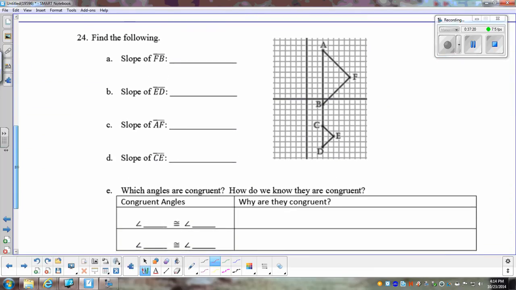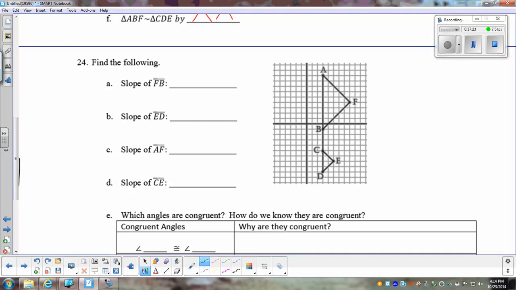Next one's the same type of problem. I have to fill out all these. I have to find a bunch of slopes. FB, I had to go up 5 over 5, which simplifies to 1 over 1. ED, I had to go up 2 over 2, which simplifies to 1 over 1. AF, I had to go down 5 and over 5. So that's negative 1 over 1. And then CE, down 2 over 2, negative 2 over 2, which is negative 1 over 1.